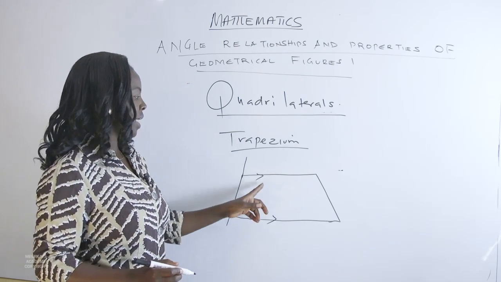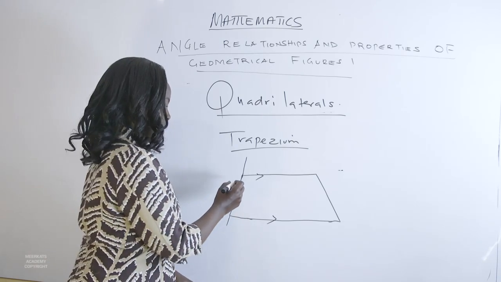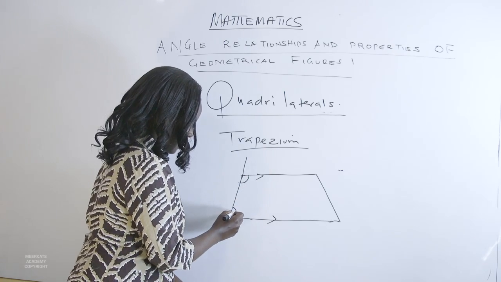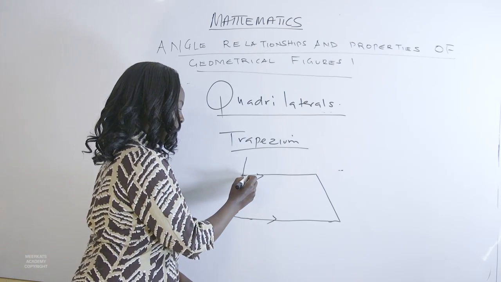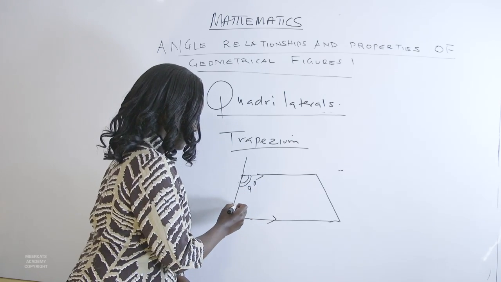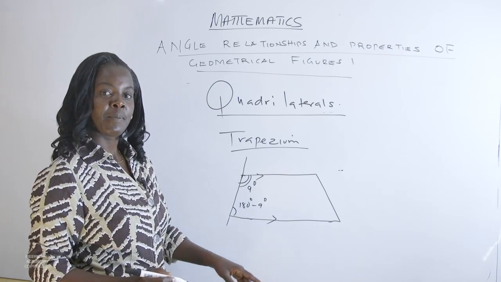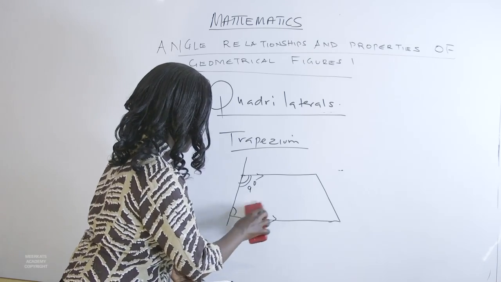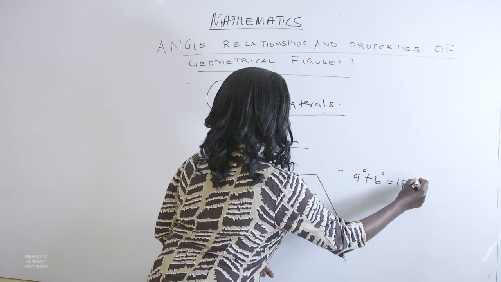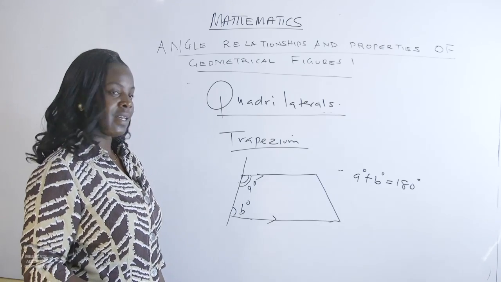A trapezium, we have two parallel opposite sides. So for a trapezium, this side is a transversal line, meaning this angle and this angle are co-interior, meaning they are supplementary. In other words, if this is A degrees, then this one will be 180 minus A degrees. They are supplementary. A plus B should give us 180 degrees.